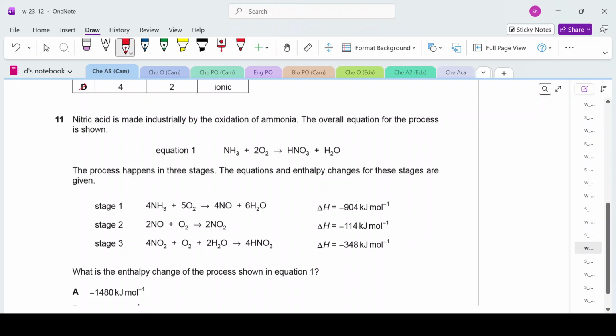Let's see. The process happens in 3 stages. The equations and enthalpy changes for these stages are given. These are the 3 different stages. If we add them up, we should get this equation. But let's check the moles. In the final equation, nitric acid is 1 mole. So after we add it up, we have to divide the whole equation by 4.